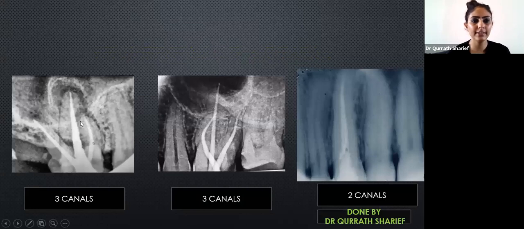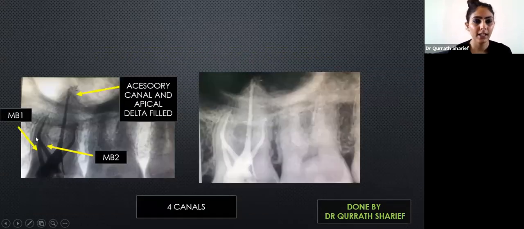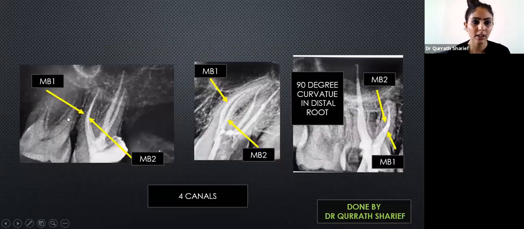Now, this is a 3-canal variation. Again, this is a 3-canal variation. The literature states even the presence of 2 canals. So this is the 2-canal variation which I had done. And again, this is the MB1 and the MB2, 4 canals. Again, MB1, MB2, MB1, MB2, MB1, MB2. If you see in the distal, there is a 90-degree acute apical curvature.